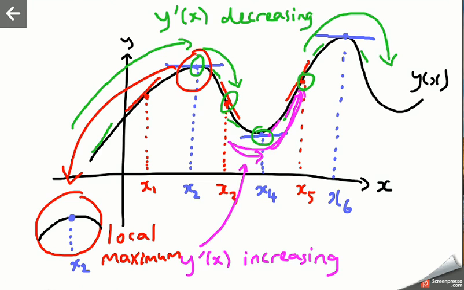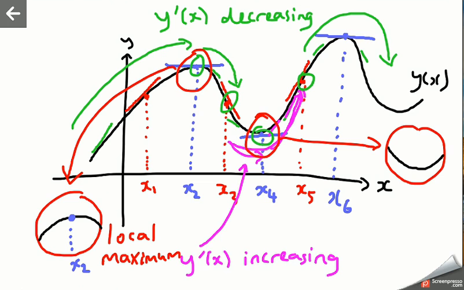Similarly, we can draw a red circle around x4. If we draw a red circle around x4, the function looks like this inside that circle, with x4 at the bottom there. In this situation, we say it's a local minimum. So x2 is a local maximum and x4 is a local minimum, because we can choose a neighborhood around them where they are the smallest in their neighborhoods.